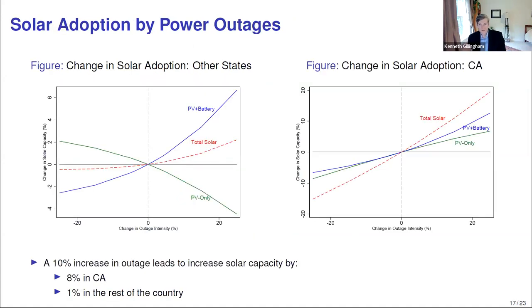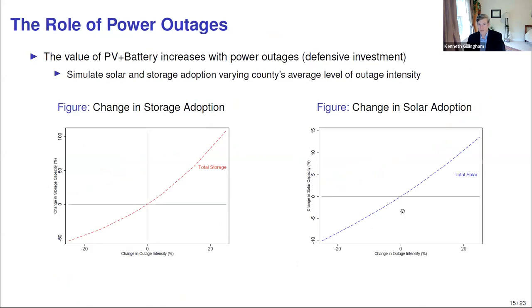But it gets to a more interesting story here when we actually look at what people would have done if batteries were not available and how that changes with power outages. So here on the left-hand side, we have all the other states. And on the right-hand side, we have California. So this figure is telling you what the change in outage intensity does to the percent change in solar capacity. So it's a very similar figure to these figures, right?